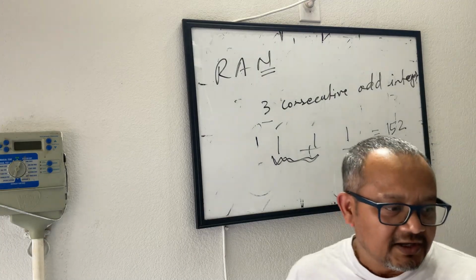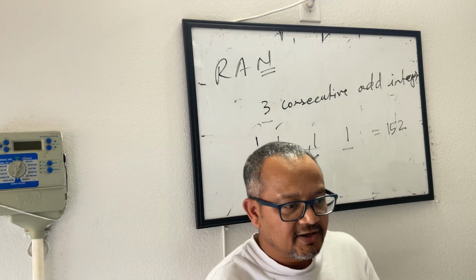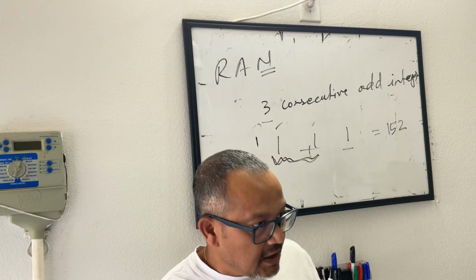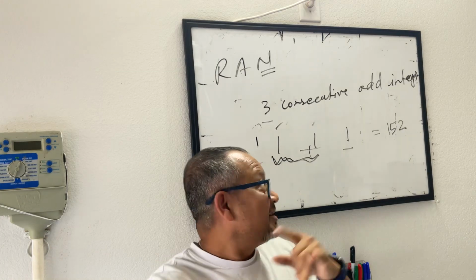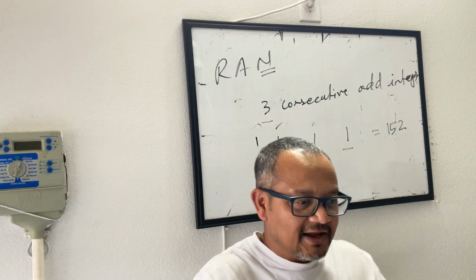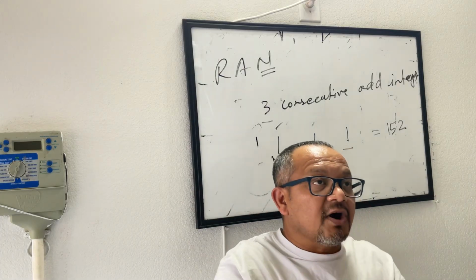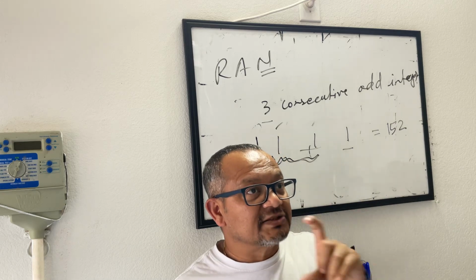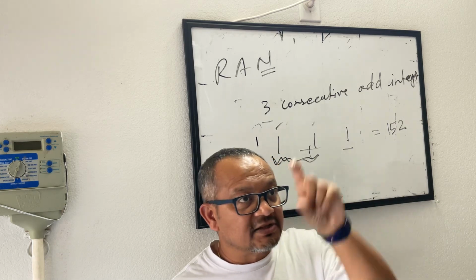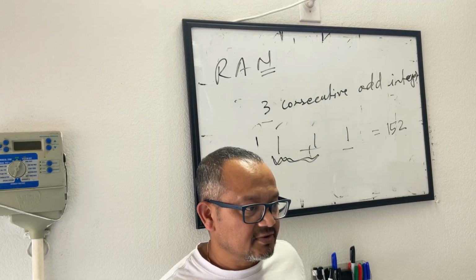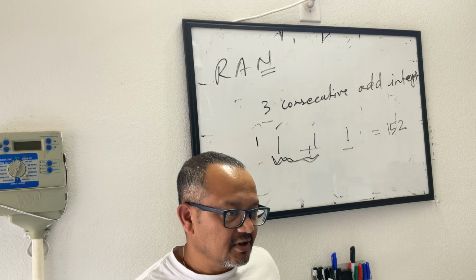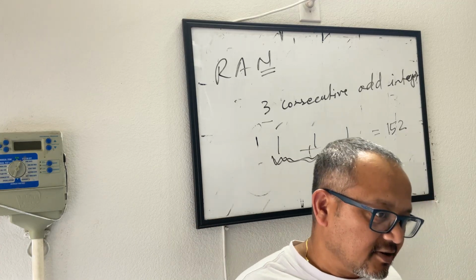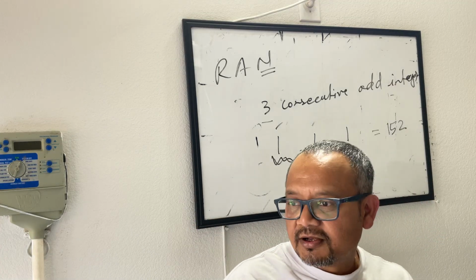Yep. Yeah, Vasundhara. So is it like 3 consecutive odd integers that add to 152? No. So I'm repeating it one more time. See, that is the beauty of RAN. Find 3 consecutive odd integers such that the sum of twice of first and second and 3 times the third one is equal to 152. Is it clear now, beta? Yeah. Okay.